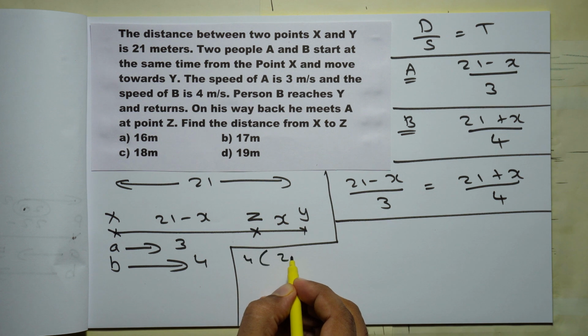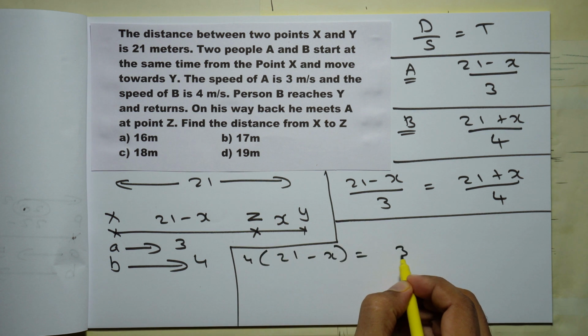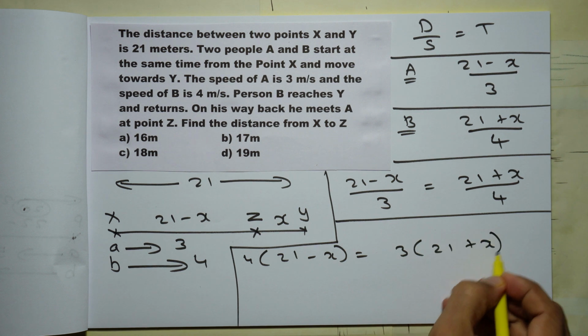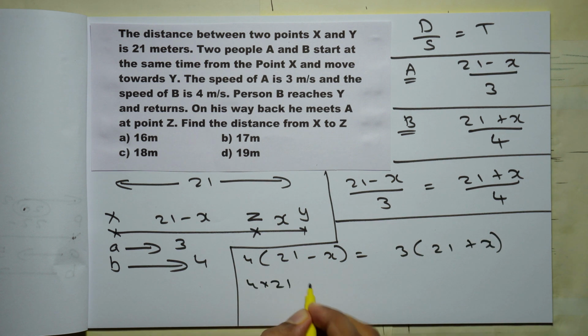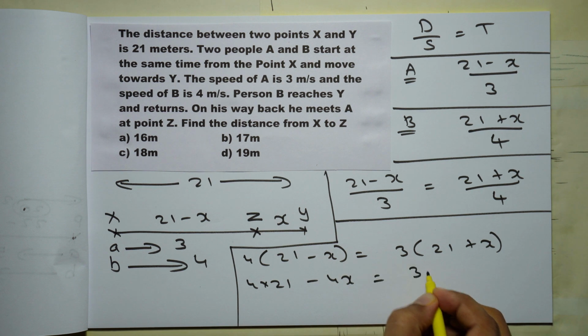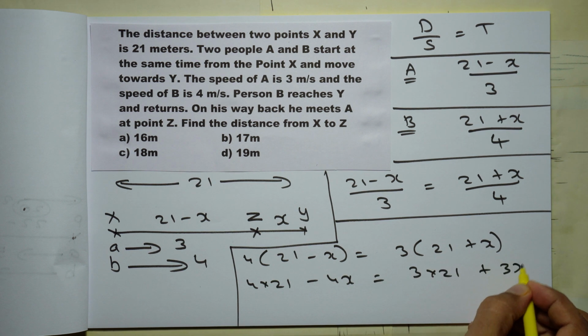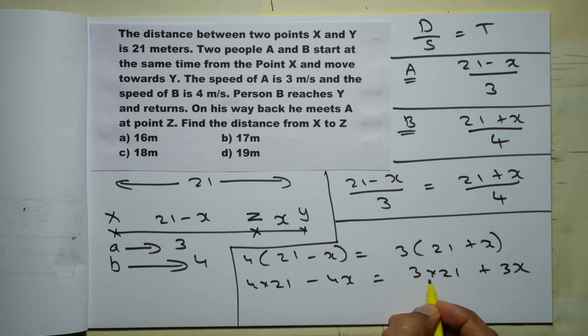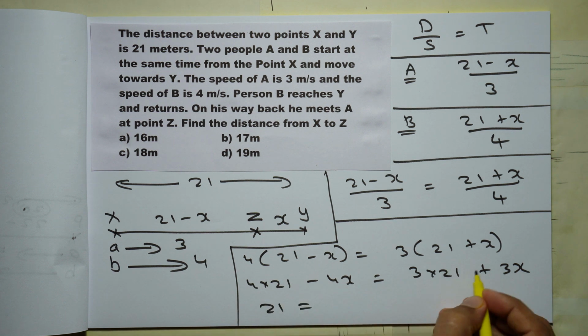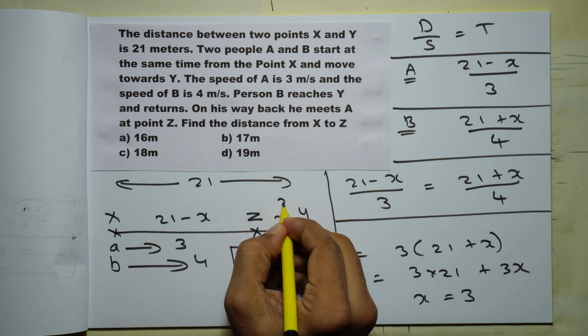So 4 into 21 minus x is equal to 3 into 21 plus x. So 4 into 21 minus 4x is equal to 3 into 21 plus 3x. So 4 into 21 minus 3 into 21. 3 into 21 I will bring to this side. So 4 into 21 minus 3 into 21, you will get it as 21. Minus 4x to this side. So 3x plus 4x, you will get it as 7x. So 7x is 21, or x you will get it as 3. So x is equal to 3.